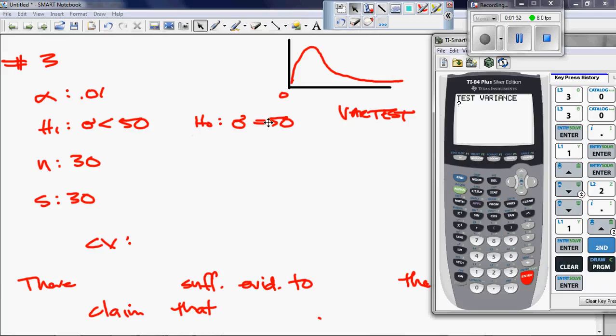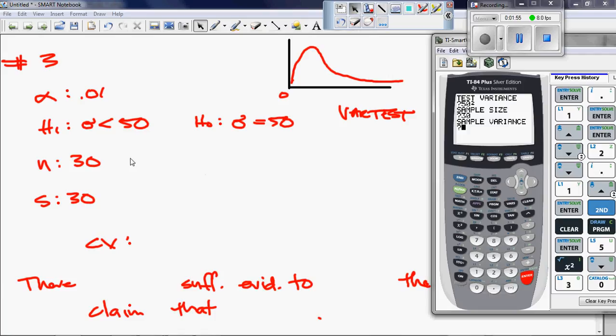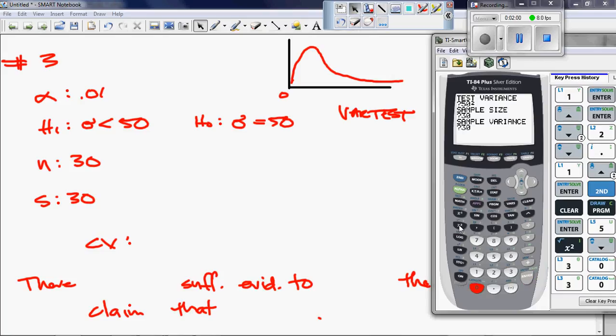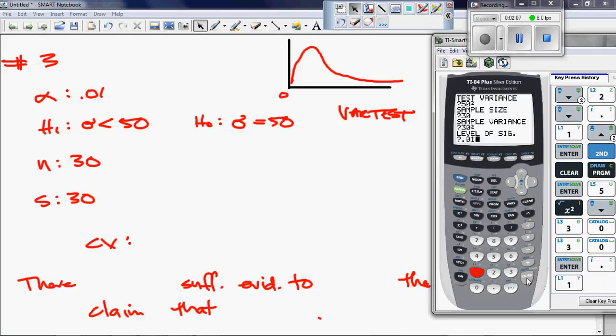Remember, in the null hypothesis, sigma is the standard deviation. The calculator is asking for the variance, so we square the standard deviation. 50 squared. That was our null hypothesis. We hit enter, and then the sample size is 30. Hit enter. Sample standard deviation is 30, so the sample variance is 30 squared, and the significance level is 0.01. We hit enter, and we write down the test statistic is 10.44.